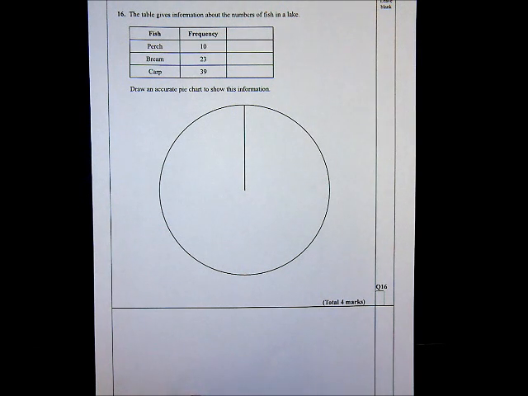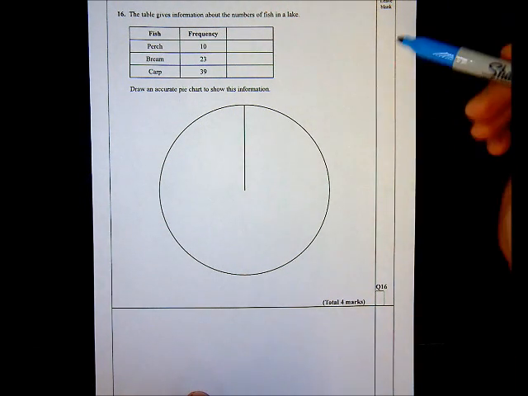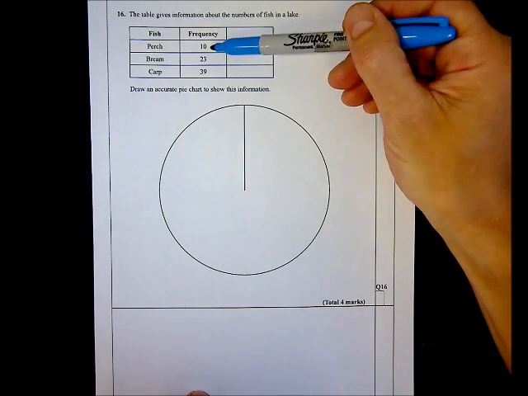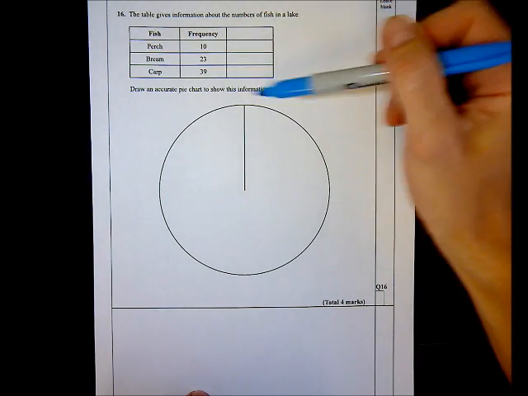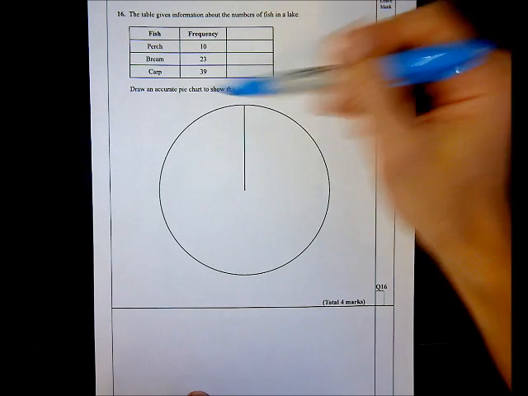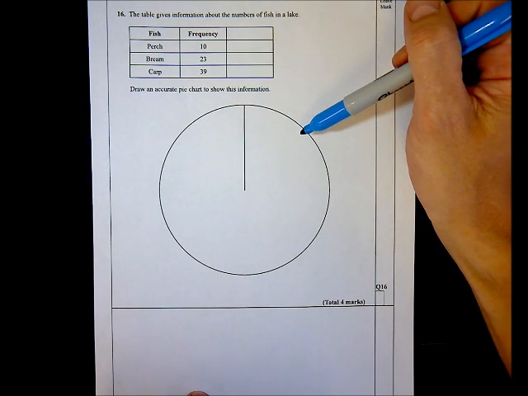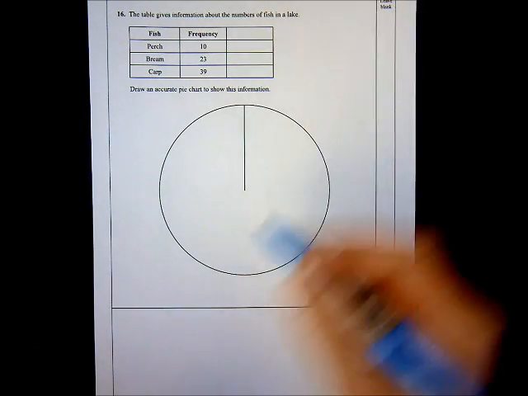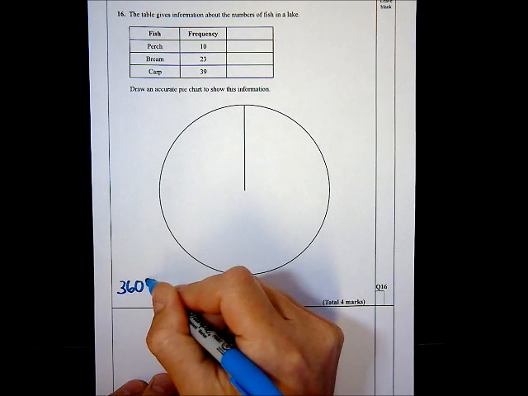On question 16, I'm given some information about the numbers of fish in a lake, and I'm told that there are 10 perch, 23 bream, and 39 carp. And I'm asked to draw an accurate pie chart to show this information. Well, in a pie chart, I know that there are 360 degrees.